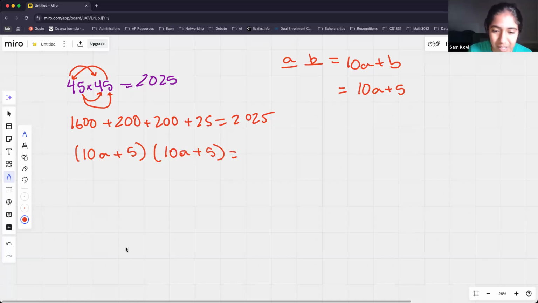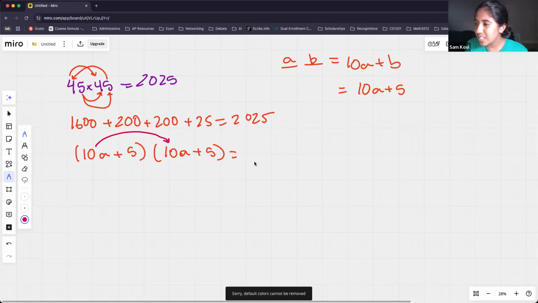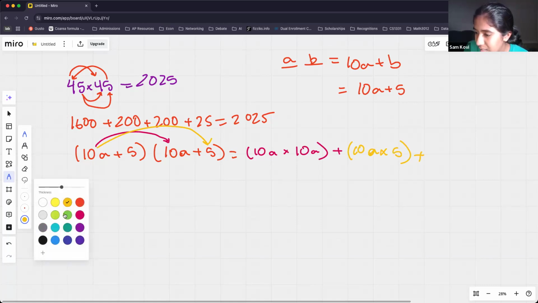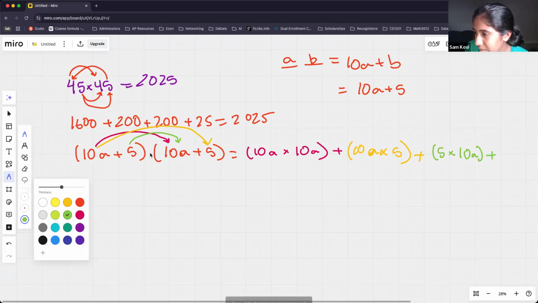Okay, and so if we do a little bit of distribution here, first I'm going to show each distribution in a different color. In this burgundy, we have 10A times 10A, and then we're going to add that with this light yellow, which is multiplied by 5, so that will be 10A times 5. And then we're going to add that with, let's do a green, 5 times 10A down here. And then we're going to add 5 times 5 in blue.